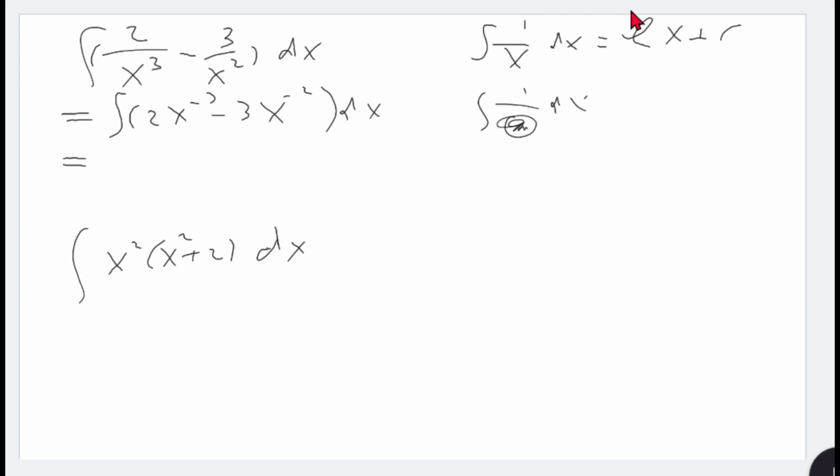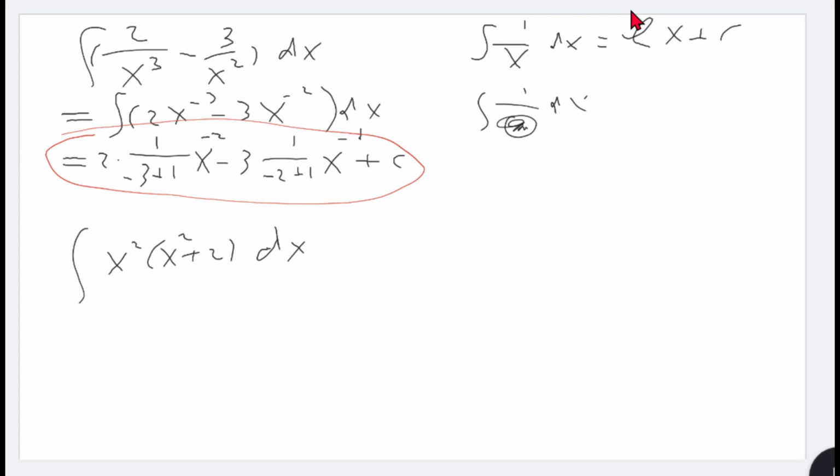But anyway, so in this case, we're going to move the power to the top, and then apply the formula from here. Copy down the 2, 1 over negative 3 plus 1, x to negative 3 plus 1 is negative 2. Then 3 times 1 over negative 2 plus 1, negative 2 plus 1 is negative 1. Just simplify it right here. And plus c. And you can simplify further, but that's not important. Okay, just make sure to apply the formula here correctly. Integration formula is correct.